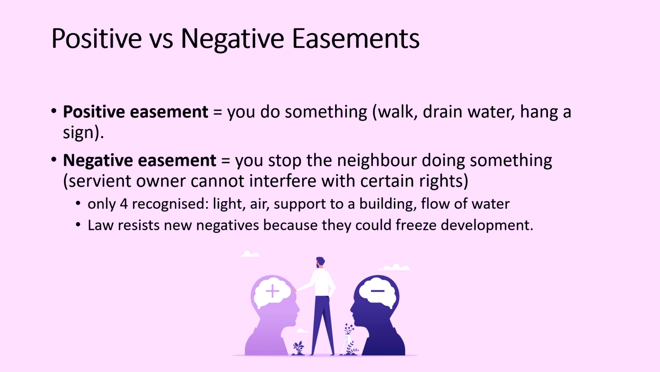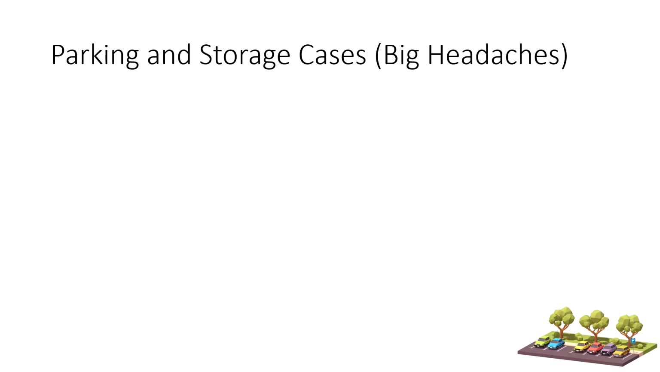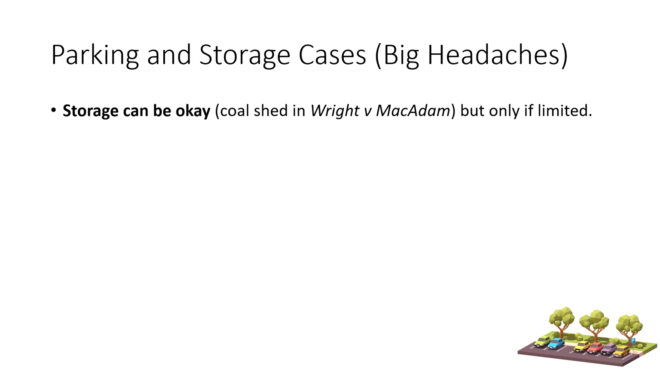Unfortunately, the courts do resist allowing any other negative easements than those 4, because they think it could freeze development. So as of now, really the only 4 accepted ones are light, air, support to a building, and flow of water. Let's have a look at some practical examples so you can see how this whole talk about easements actually applies to real life scenarios.